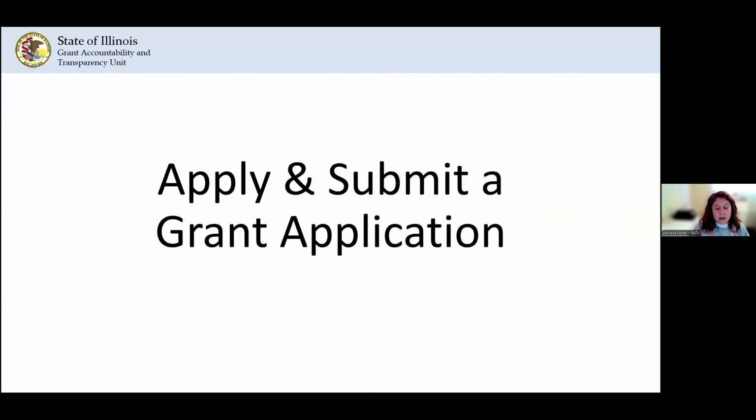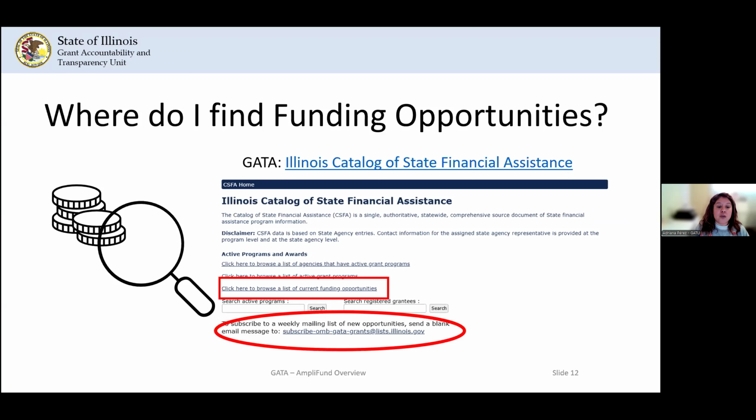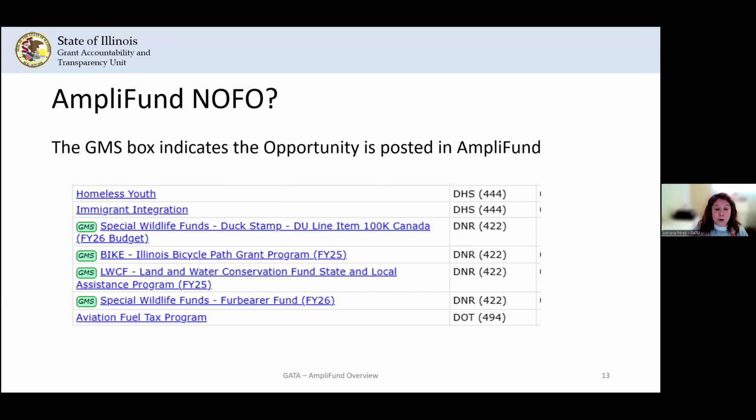So how does this relate to, especially with you applying for or looking for opportunities? Well, within this, there's always the place on where do I find these opportunities? The one place that it is recommended that you go to, especially if you're looking for opportunities within a state agency, is the GATA website. When you log into the GATA website, you're going to click here to browse a list of current funding opportunities. There's even this other part where you could subscribe to the mailing list, and every Friday you will receive a list of the opportunities that the state agency has posted. So therefore you can find something that fits your organization's mission and program goals.